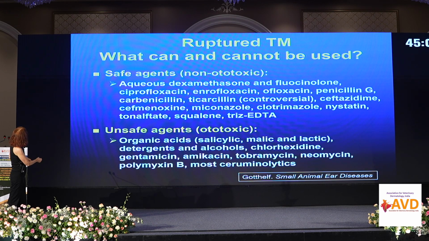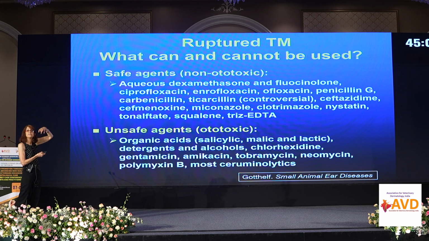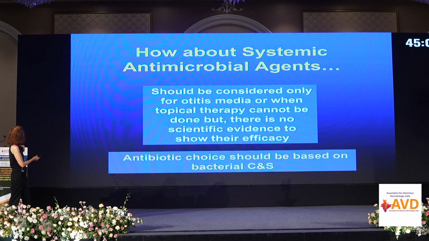So what can and cannot be used when the tympanic membrane is ruptured? There is a list there for you, and I don't think we have time to go over it, but again, try to avoid acidic products. Chlorhexidine has been shown to be ototoxic. Of course, the aminoglycosides, polymyxin B, and most ceruminolytics as well. But squalene, the one I showed you that breaks down those uroliths very effectively, is safe to use in the ear canal if the tympanic membrane is ruptured. How about systemic antibiotics? We already talked about it.